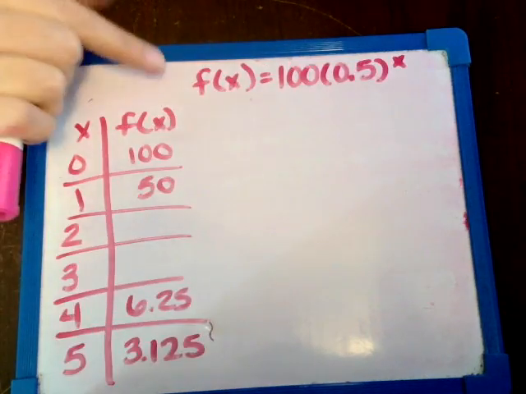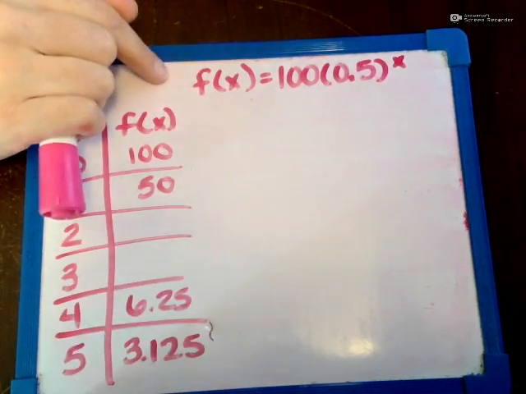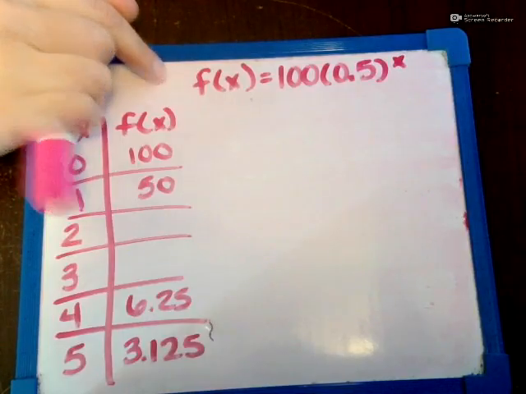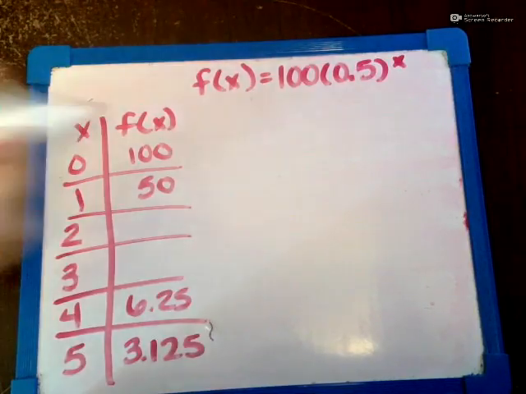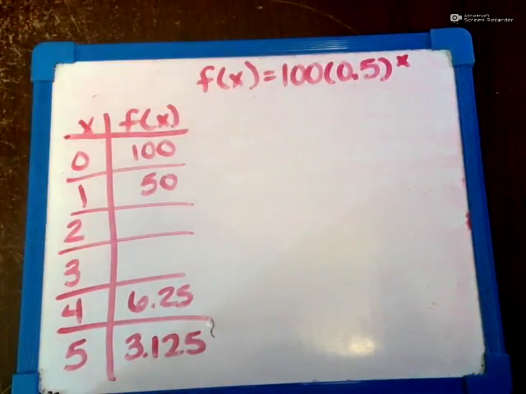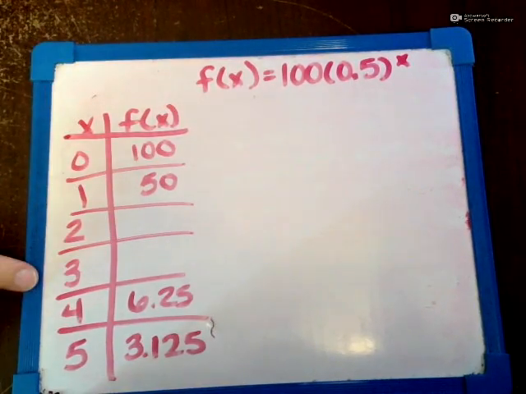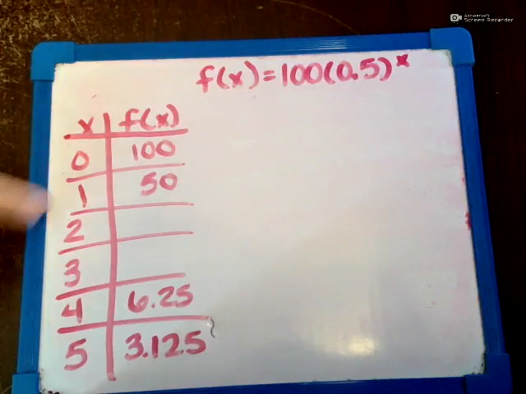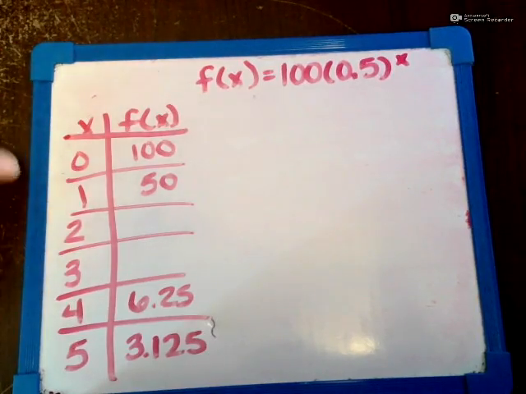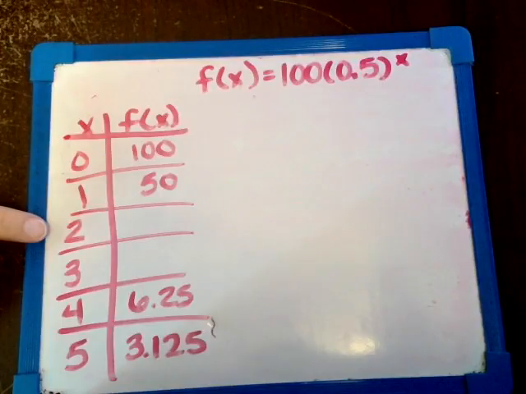Now we have the function f of x is equal to 100 times 0.5 to the power of x, and it gives us this table, which I didn't draw a line right there, let's fix that, of x and the f of x, and it wants us to complete the table. So you don't need to worry about 0, 1, 4, or 5, they're completed. You just need to plug in the values for x of 2 and 3 and solve.